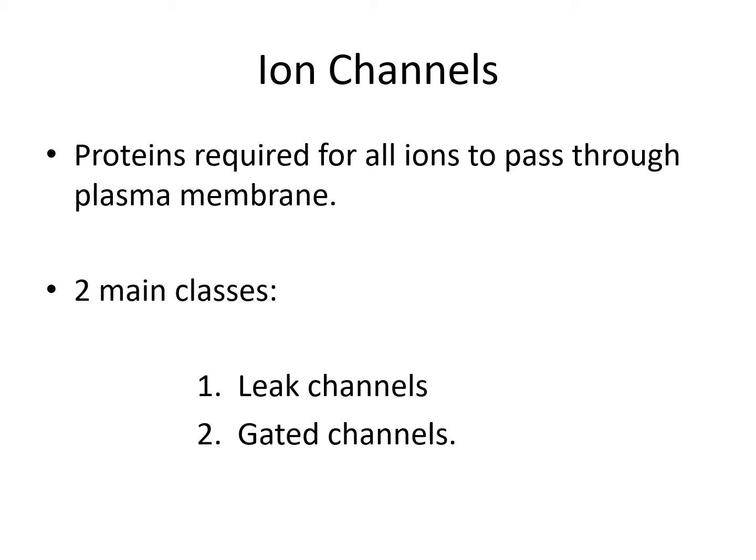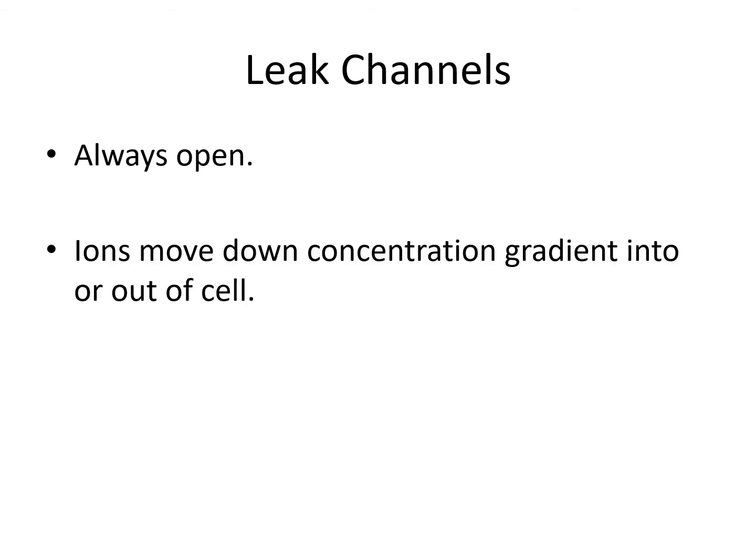Ion channels are proteins that are required for all ions to pass through the plasma membrane. As you recall, ions are charged and they cannot pass through the lipid bilayer. So they require these protein channels that form little holes in the membrane so that they can flow through. There are two main classes of ion channels: leak channels and gated channels. Leak channels, as you might expect, are always open, and ions will move down the concentration gradient into or out of the cell, depending on the ion.